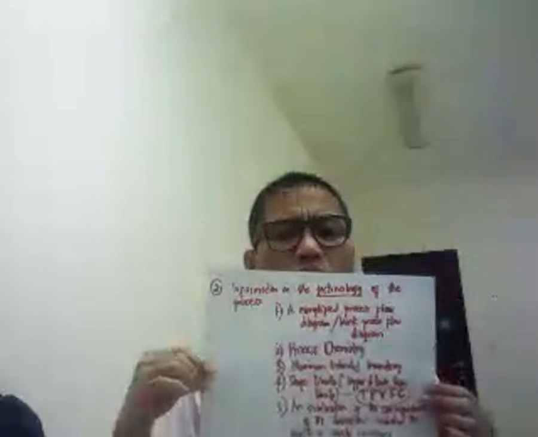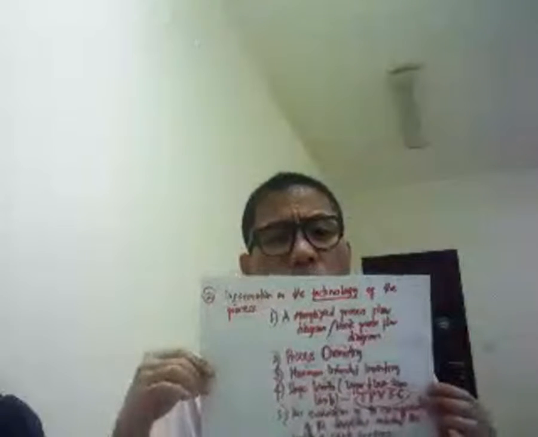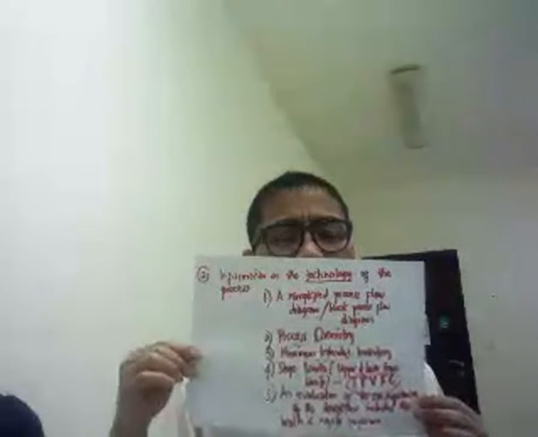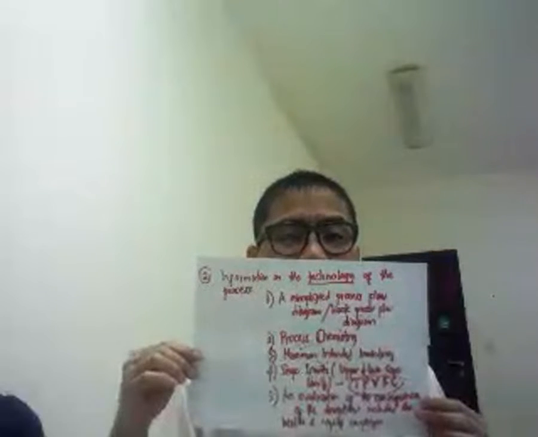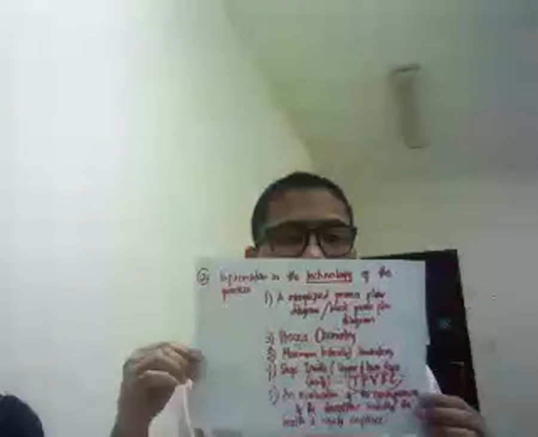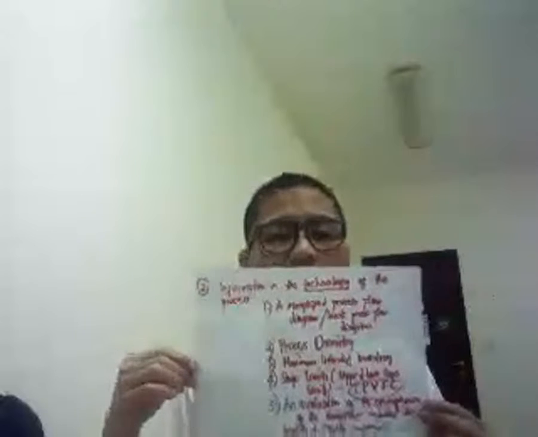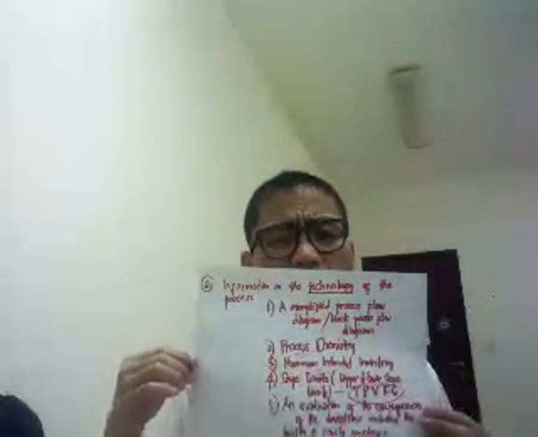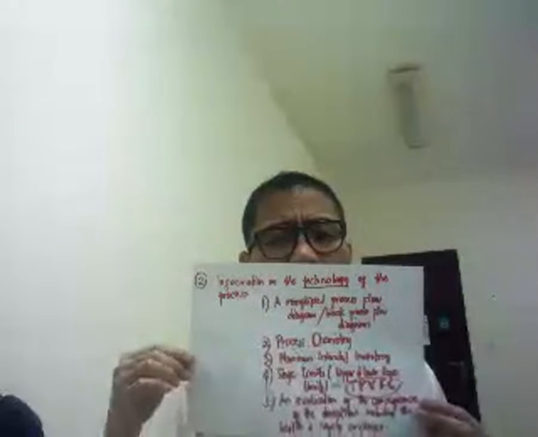Second, the information on the technology used in the process. First is a block flow diagram or a block process flow diagram, the simplified process flow chart. Number two, process chemistry. So you can read that one.